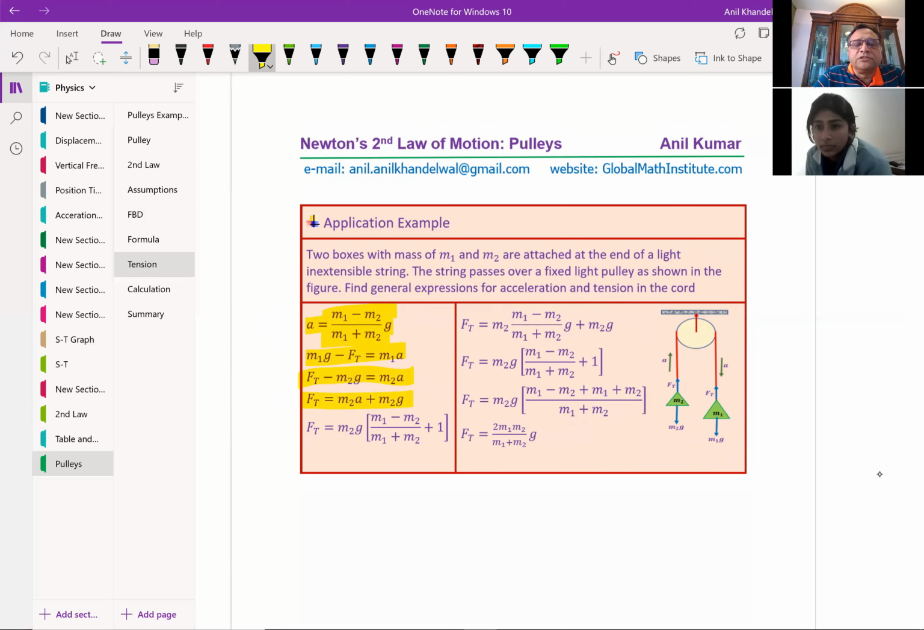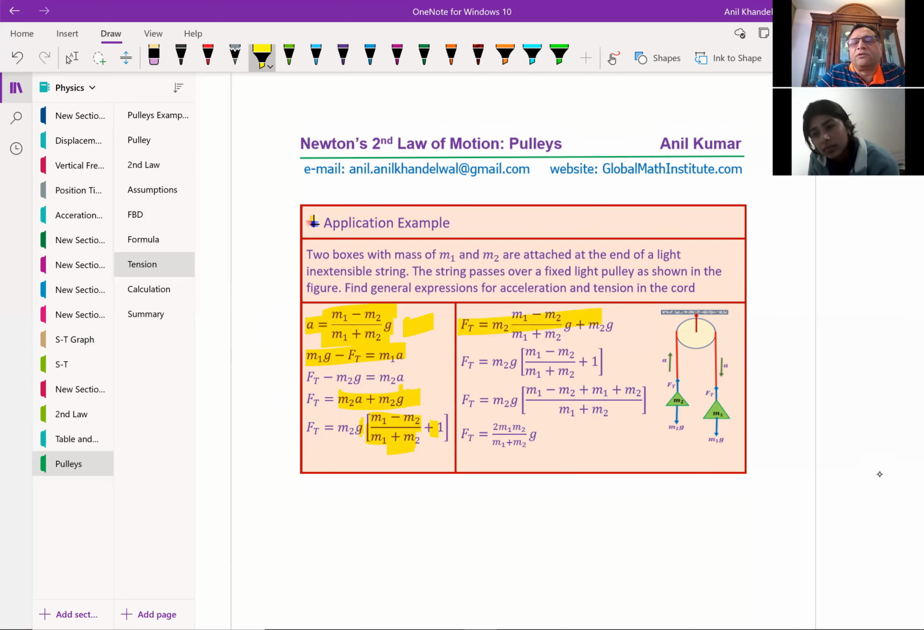Now, from the second equation, I can actually rearrange it, correct? Let me just go one by one. So m1g minus Ft is m1a, taking m2g on the right hand side, we get Ft, which is the tension force, is m2a plus m2g. Now substituting the value of a, which we just calculated, we can simplify. Both have g common, so I factored out g, and then wrote m1 minus m2 over m1 plus m2, right?